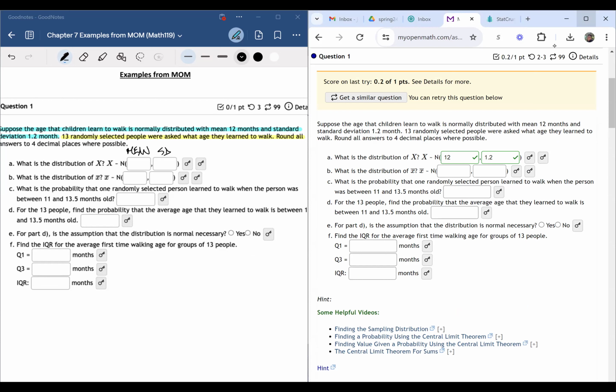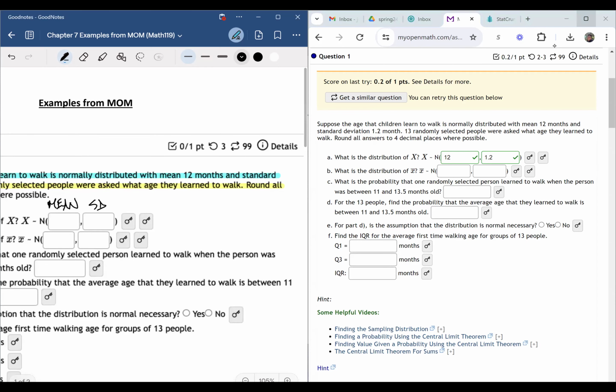But the next question kind of looks similar. It says, what is the distribution of X bar? Meaning the distribution of the means, okay? So when I see something like this, right? And let me zoom in a little bit. This first box is still going to be the mean, right? But the second box is the standard deviation of the mean, okay?